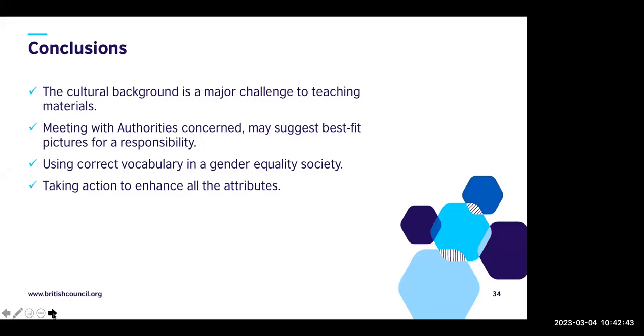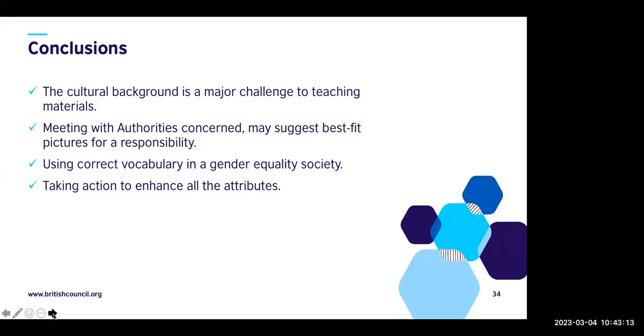We have to meet with the school authority and tell them this particular picture shouldn't portray what the society wants. Rather, we should put in a picture that fits a gender equality society, telling us the necessary need and how to meet it, not leaving it for one particular gender to do. And of course, using a correct vocabulary in a gender equality society means a lot.